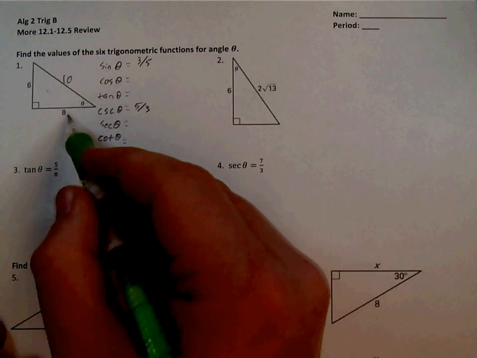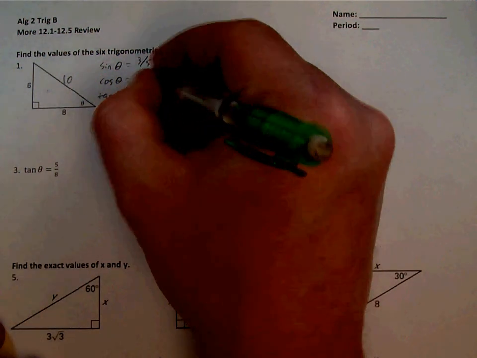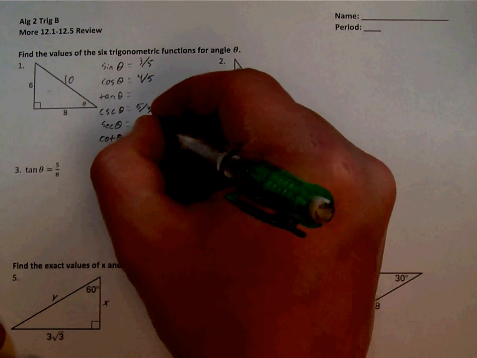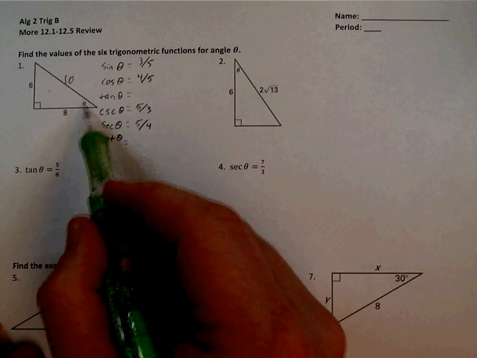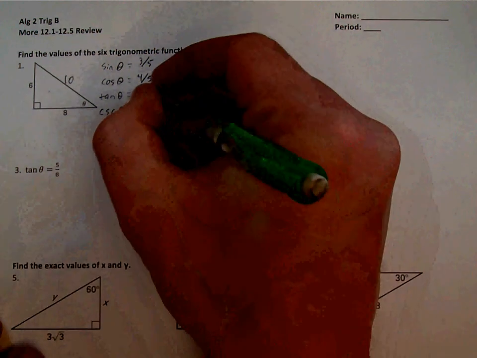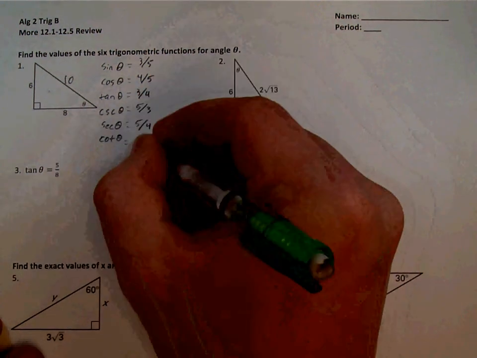Cosine would be adjacent over hypotenuse, 8/10 simplifies to 4/5. Its reciprocal is 5/4. Tangent, opposite over adjacent, 6 over 8 is 3/4. And its reciprocal would be 4/3.